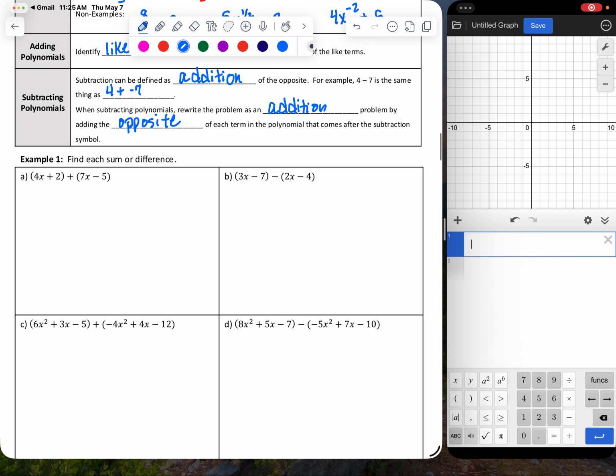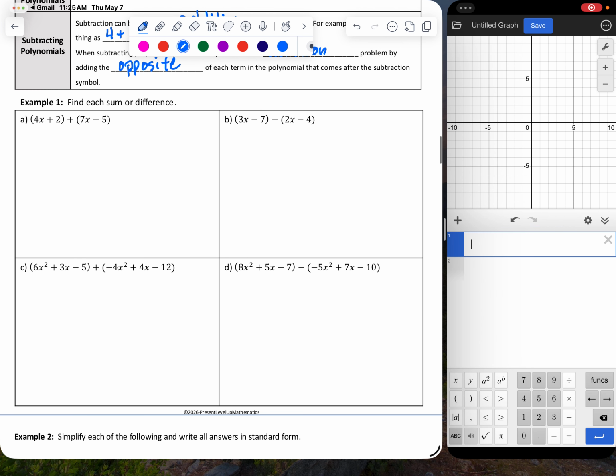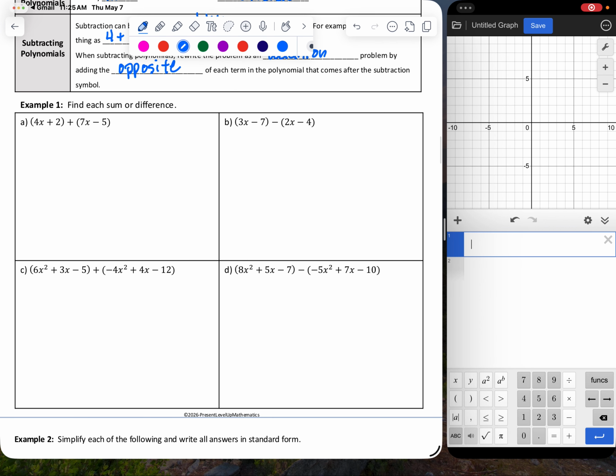So in example 1, it says find each sum or difference. So that means we'll be adding and subtracting in these problems. So in problem A, we have 4x plus 2 is our first polynomial, plus 7x minus 5. That's our second polynomial. So this is an addition problem.